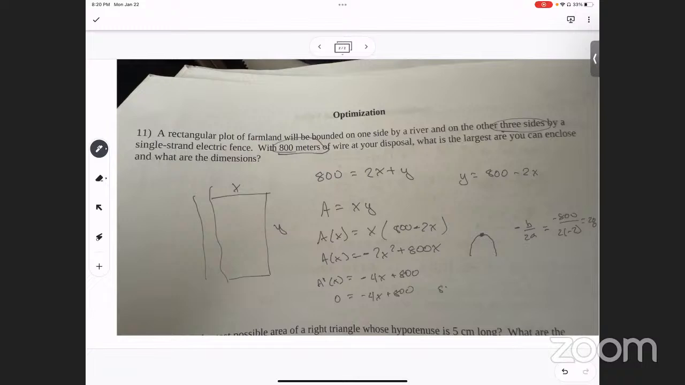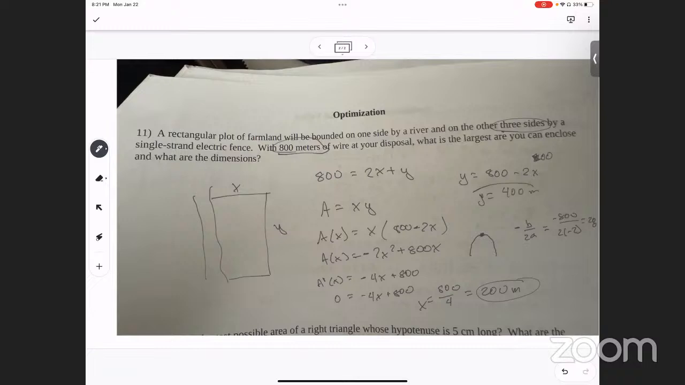So 800 divided by 4, just like what we had before, is 200. So 200 feet, was it? Meters. 200 meters is your x. Plug in 200 for your x up here, and you get y equals 400.